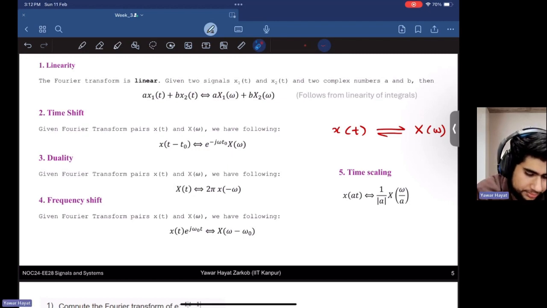Okay, so the next one is this frequency shift. Just a minute.